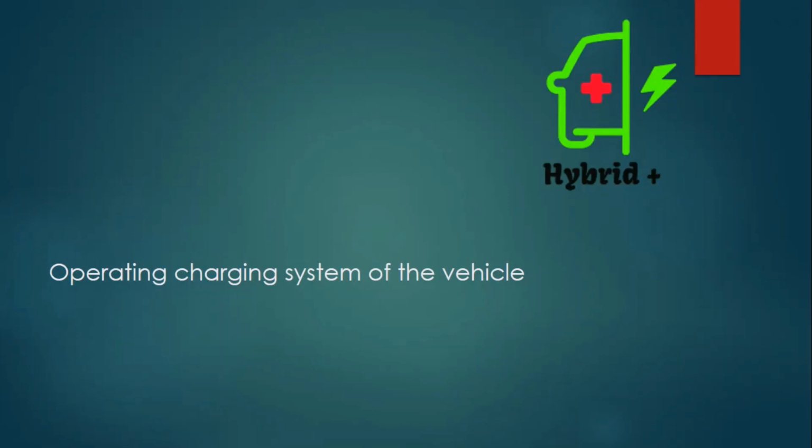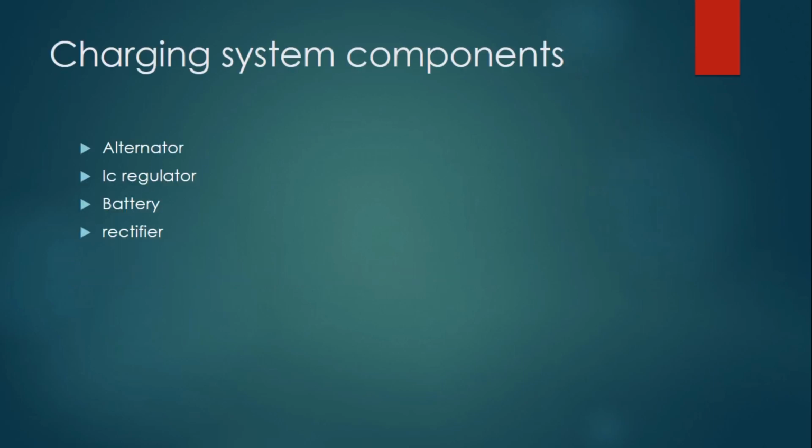Today I want to speak about the operating charging system of the vehicle. In this system, or in this combination, we have four components: alternator, IC regulator, battery and rectifier. Alternator is connected to the engine, so the speed of rotation of the alternator depends on the engine RPM.